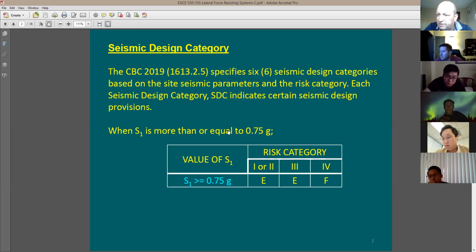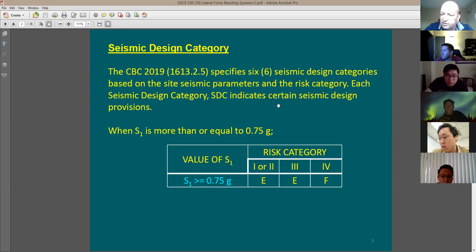Does anyone have a question about the difference between site class D and D default? Aren't they pretty similar, like the factors and all? No. In the new code it's a little bit different. Okay, I'm going to go through it. I'm going to be sure that I address it a little bit. Okay, thank you. No problem.